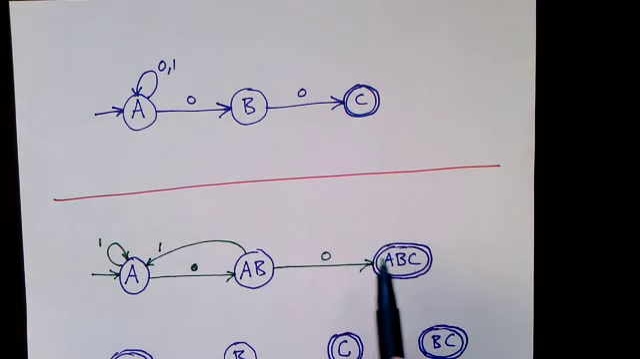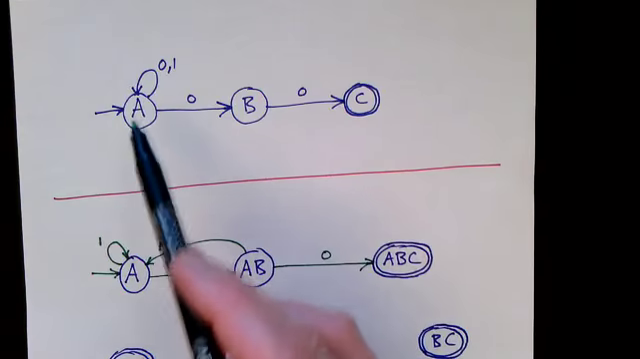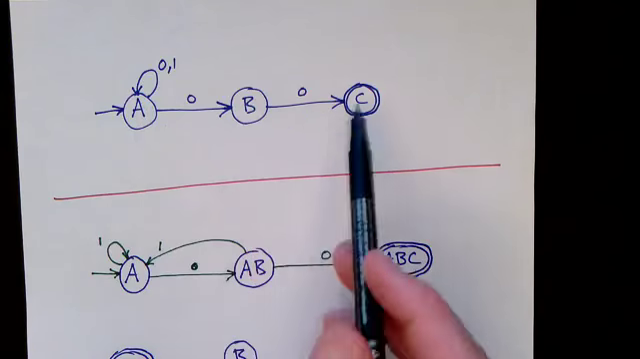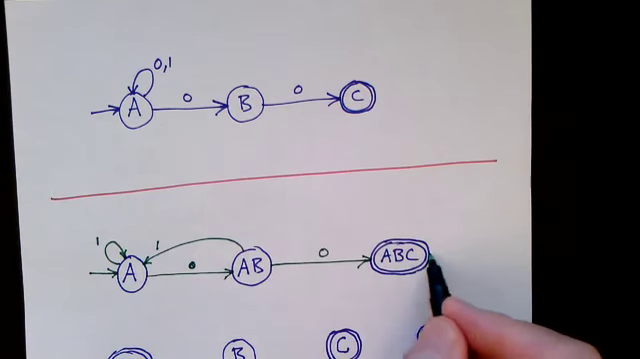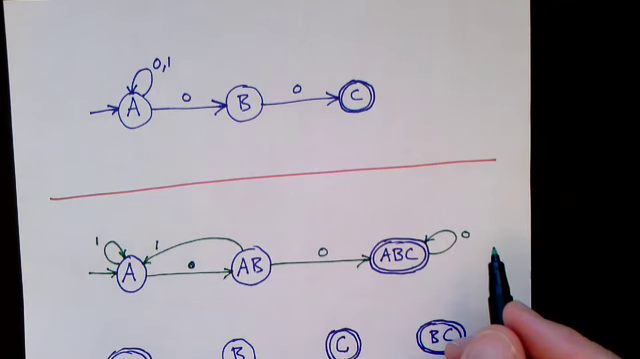And what about if we are in state ABC and we see a 0? Well, if we're in A, we stay in A or go to B. If we're in B, we go to C. So we could reach either A, B, or C. So on a 0, we stay in this state.